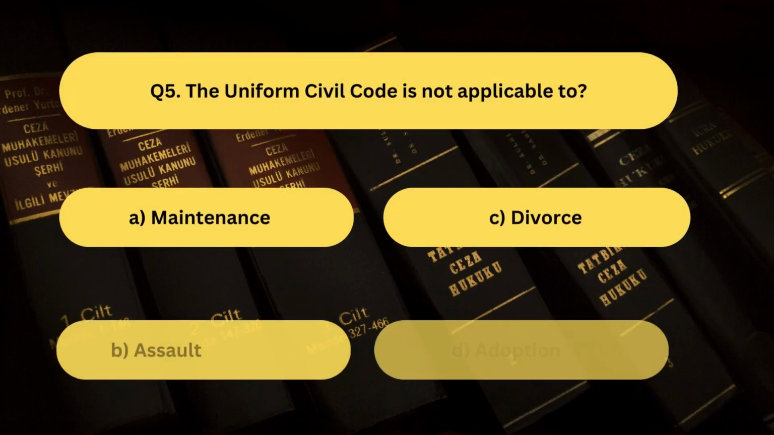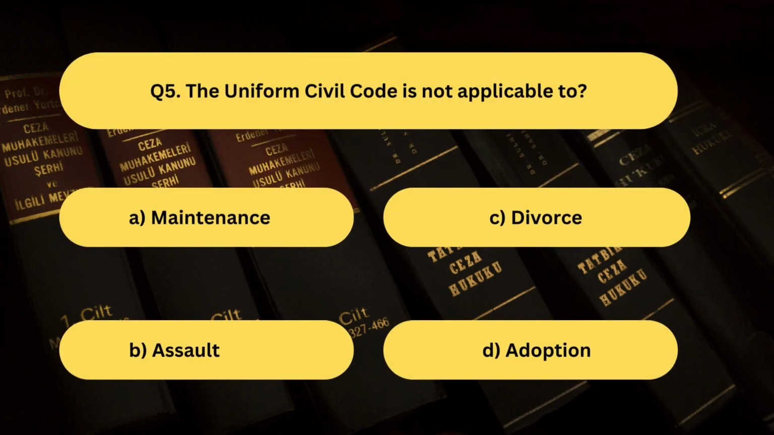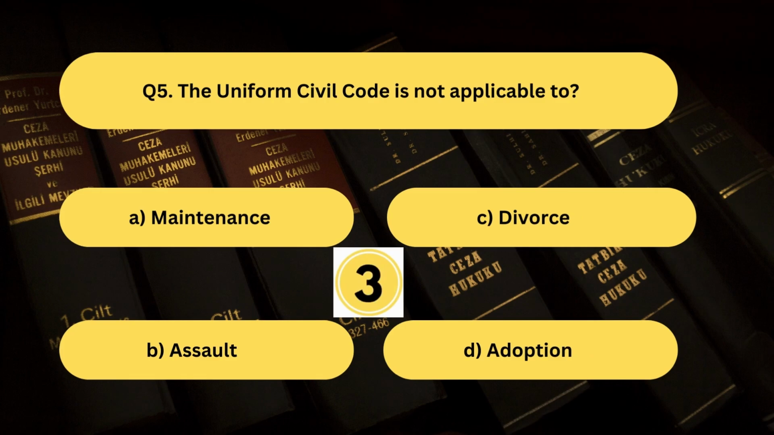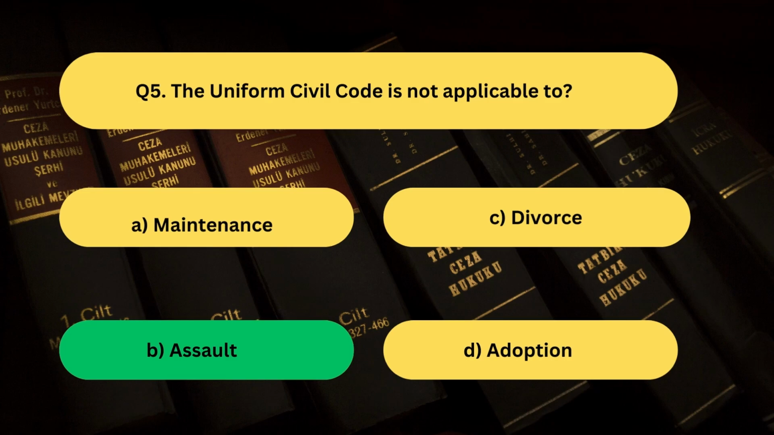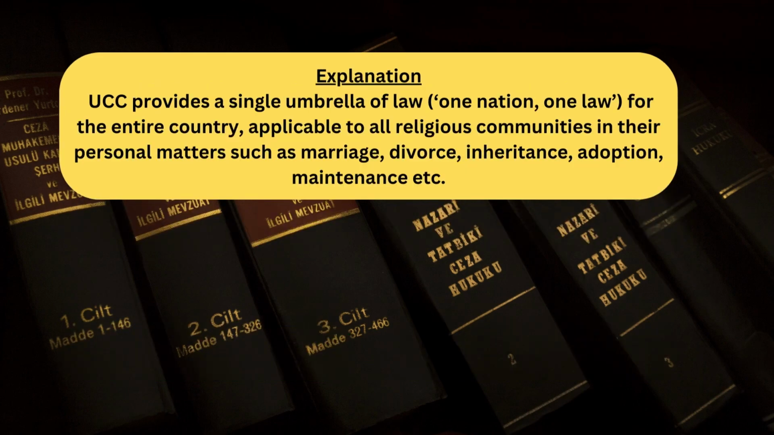The Uniform Civil Code is not applicable to. Answer B. Assault. UCC provides a single umbrella of law, one nation, one law, for the entire country, applicable to all religious communities in their personal matters such as marriage, divorce, inheritance, adoption, maintenance, etc.